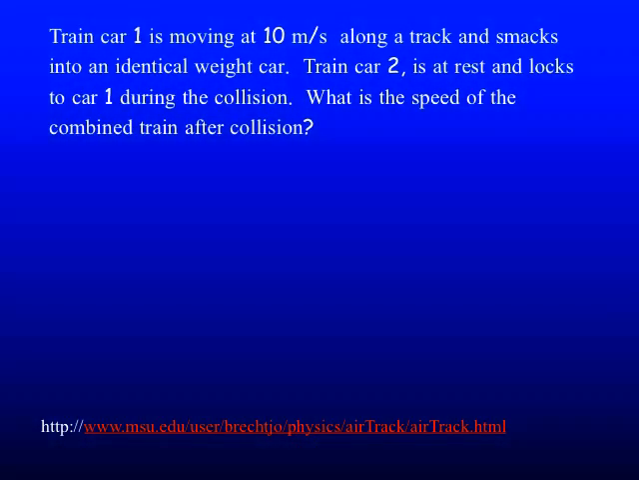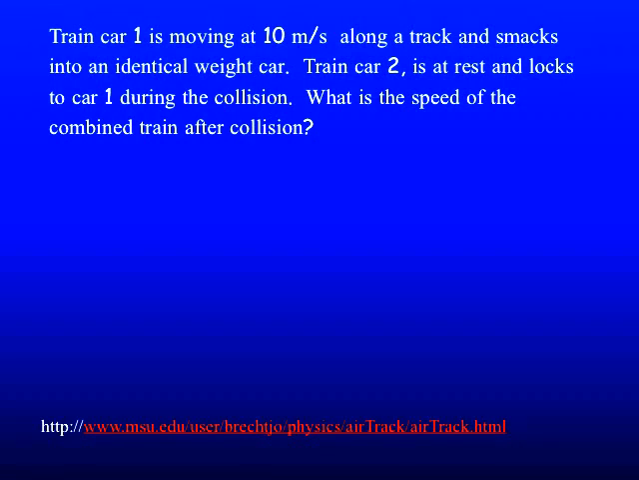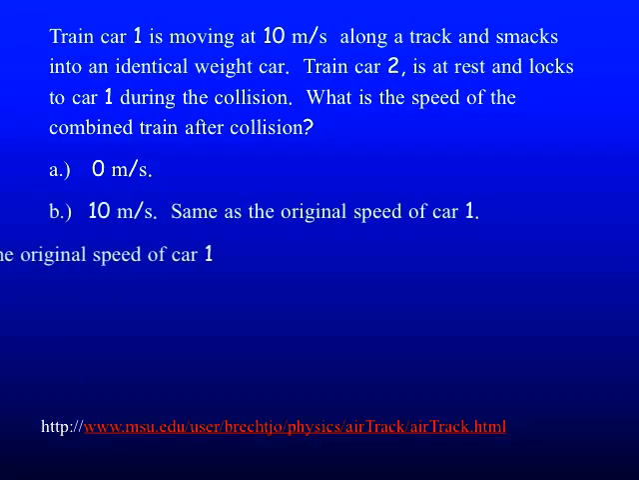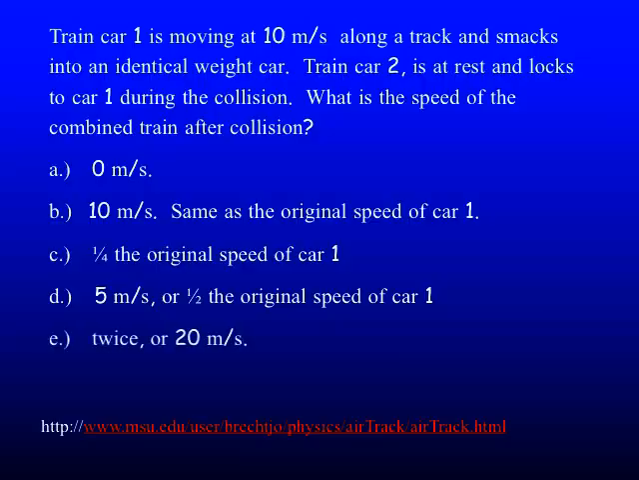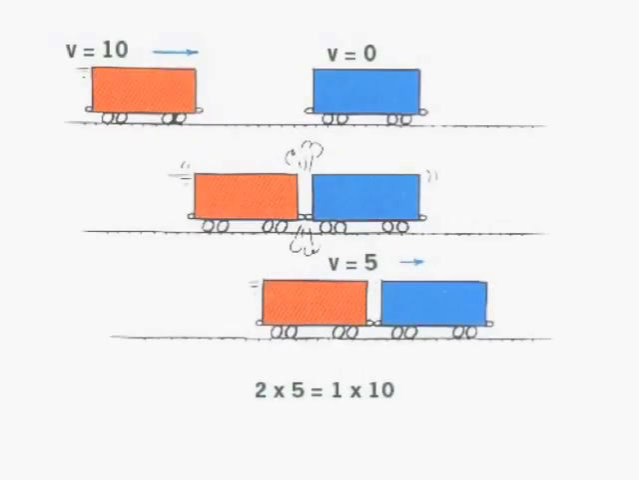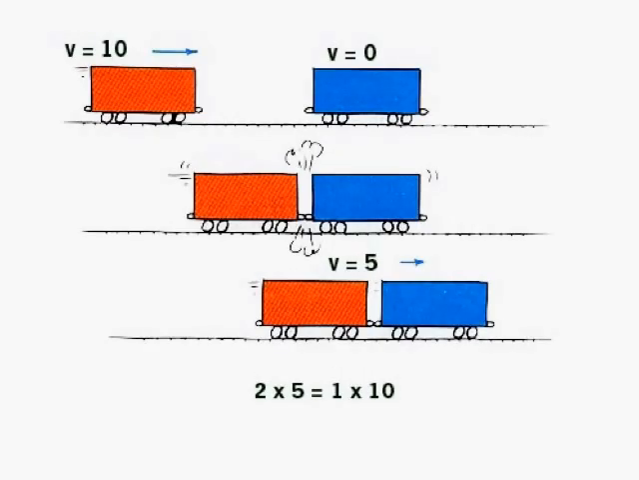Here are two train cars. Train car 1 will be moving and locking into a train car 2 that's identical but at rest. And here's the question about the speed that train car 2 has after the collision. You can visualize the answer. Train car 1 moves to lock to the identical same mass train car 2, which is at rest. They lock together, and these identical cars share the momentum. If they're identical cars, each one of them has half the momentum, therefore half the speed.